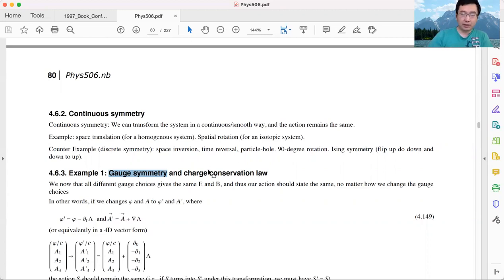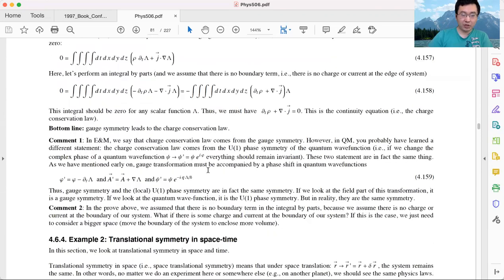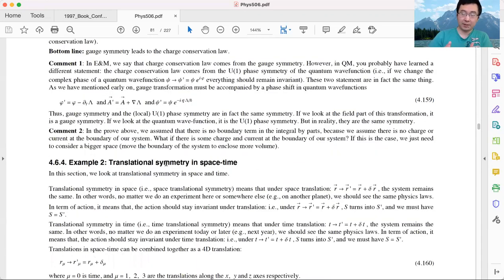The second example we demonstrated is the translational symmetry in space and time. We showed that if the system is invariant when we shift the whole system in space or time by some distance, then this is the so-called translational symmetry. As long as we have translational symmetry, we can define the conservation law for energy, as well as the conservation law for momentum. The momentum conservation law has three components: Px, Py, and Pz.